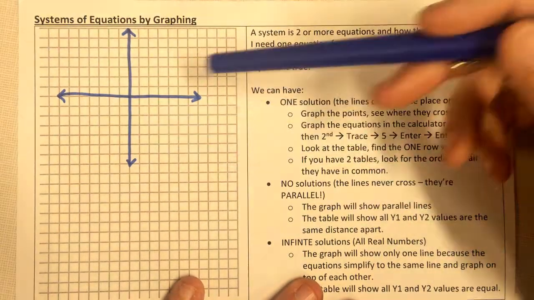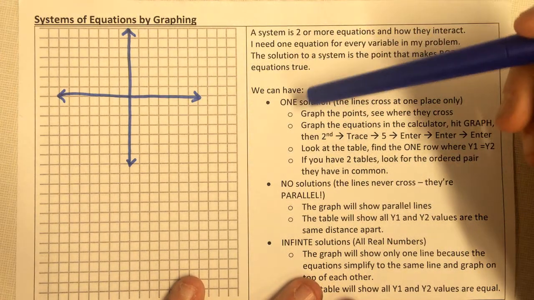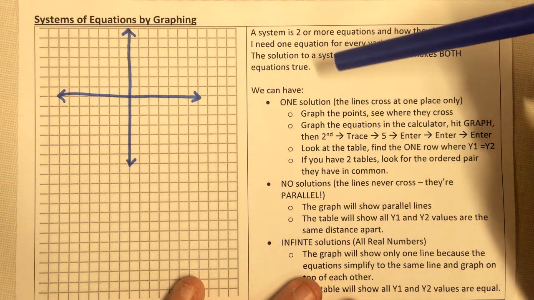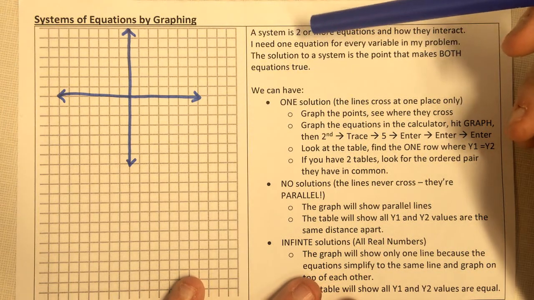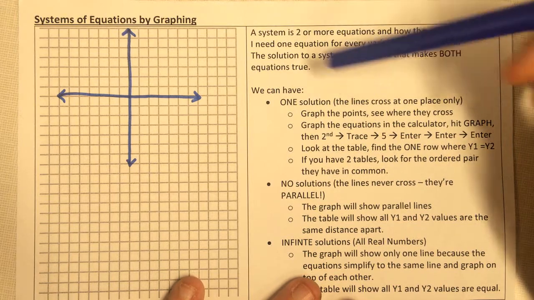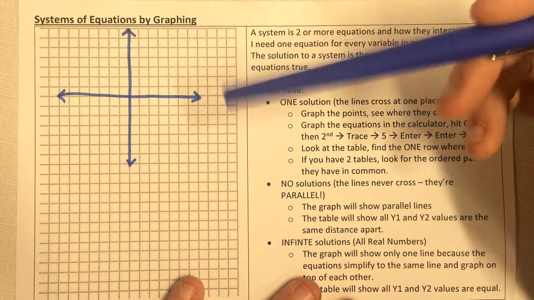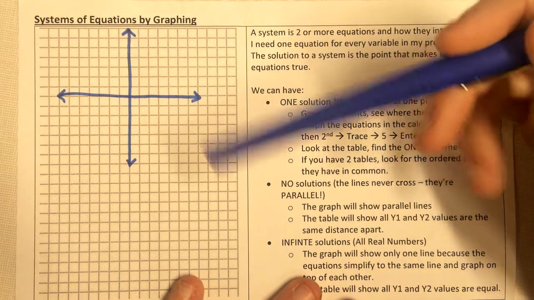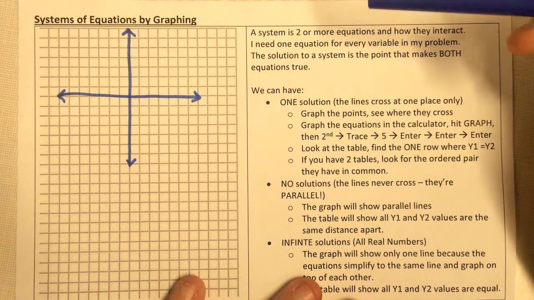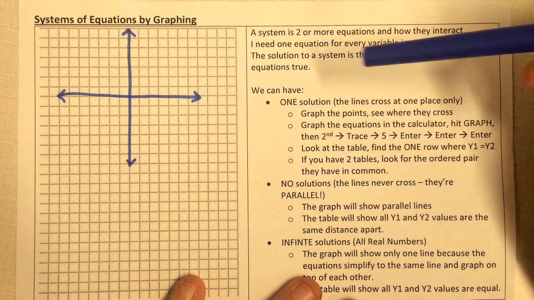In algebra, a system is when we look at more than one equation and look at how they interact with each other. So in Algebra 1, we're responsible for knowing how two equations or inequalities work together. The reason we need a system is, for example, we might have two equations that describe the same thing, that use the same variables.